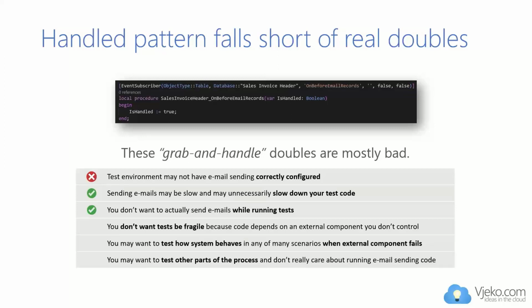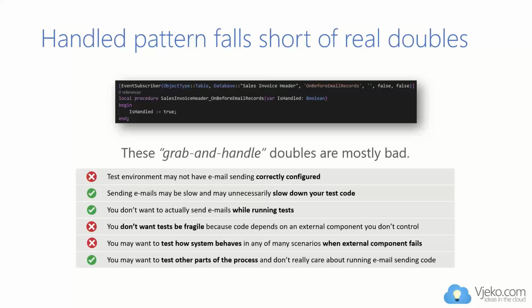You don't want tests to be fragile because code depends on some external component you don't control. Well, it doesn't really achieve anything there because you didn't really do anything about controlling that external dependency. You have just skipped running it, and that's all. So you cannot make your tests resilient to specific kinds of failures that you would like to see. You may want to see how your system behaves in those scenarios where this component would fail in real life. Again, this handle pattern will not achieve anything there. And then you may want to test other parts of the process and not really care about running email sending code. Yes, you did achieve that. But these three most important ones, in my view at least, are completely unaddressed.